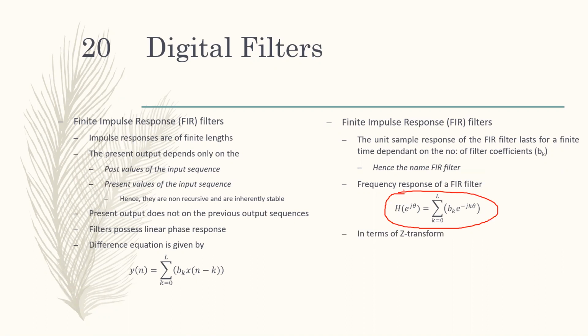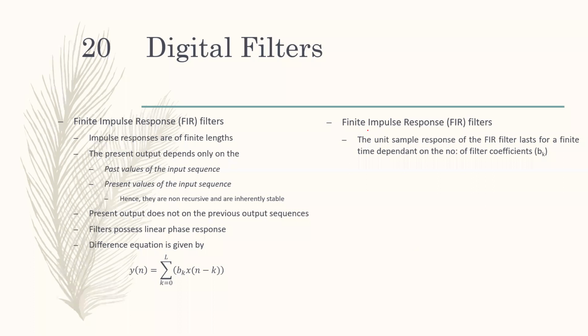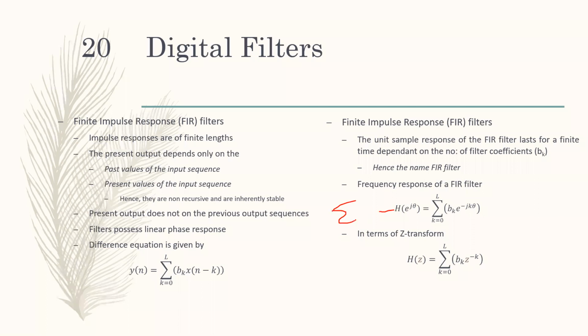But in the previous slide, we had obtained another equation, that is H of e^{jθ} is equal to summation x[n] e raised to minus jθn. So even that can be utilized. That is the equation we have to use, wherein this frequency response is equivalent to summation of x of n into e raised to minus jθ, and these limits depend on how many values are present.